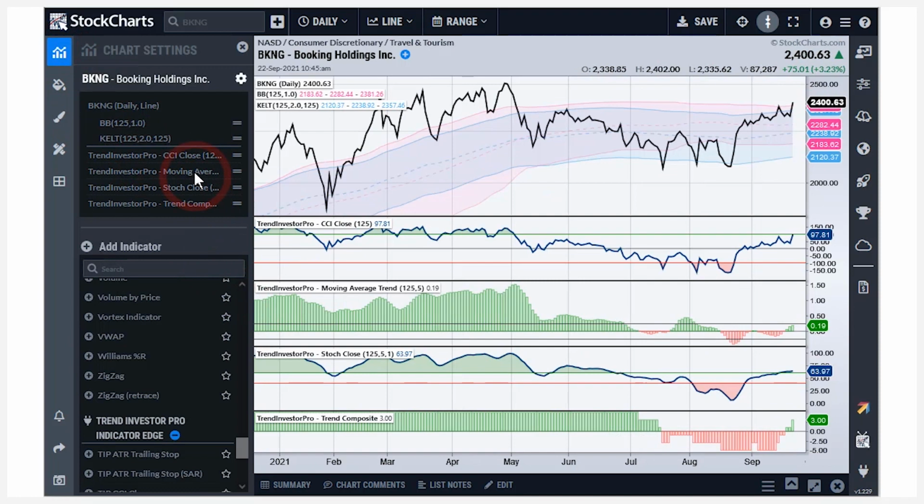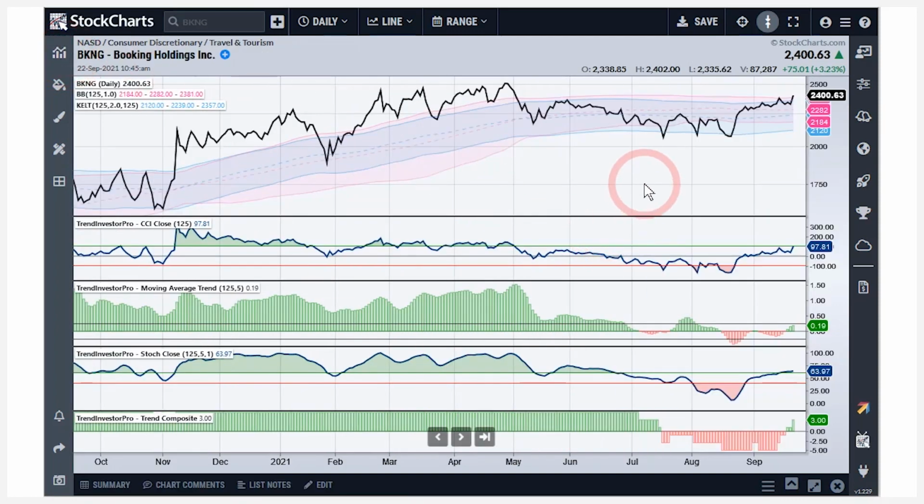And then the other indicators we've got are the moving average direction, moving average trend, and that's the 5-period rate of change of the 125-day moving average. Then we've got Stoch close, which is a 125-day stochastic oscillator based on closing prices, smoothed with a 5-day moving average. And then we've got the commodity channel index, again, 125 days. So all of these are set at 125 days, which is around 6 months. That is because I'm looking to capture a trend in what I think is the sweet spot, that 4 to 6 month window.